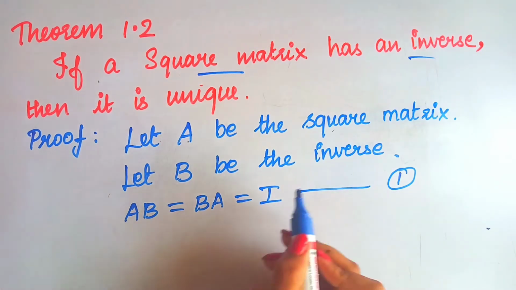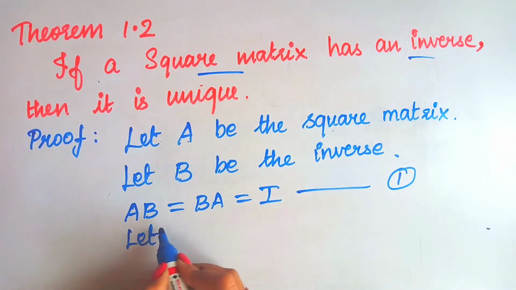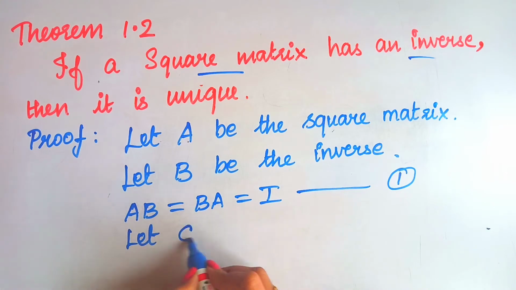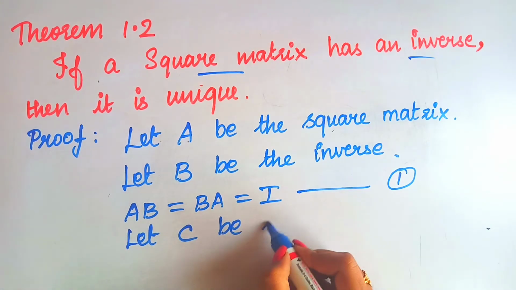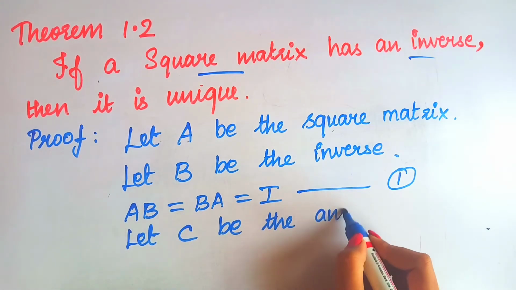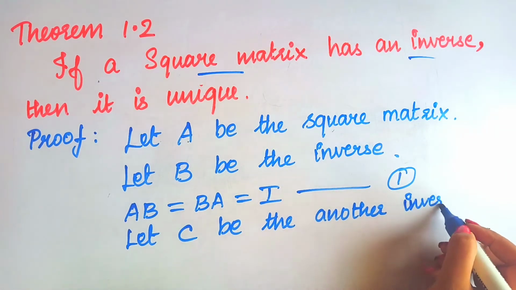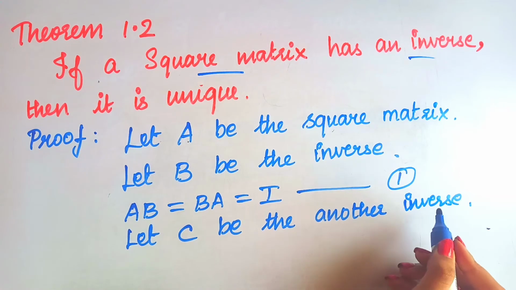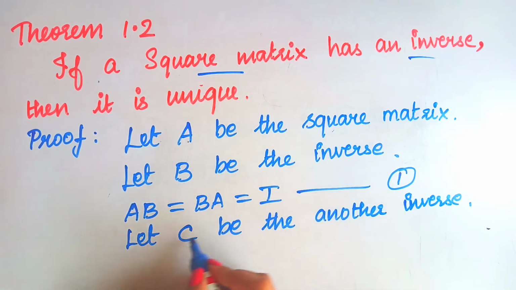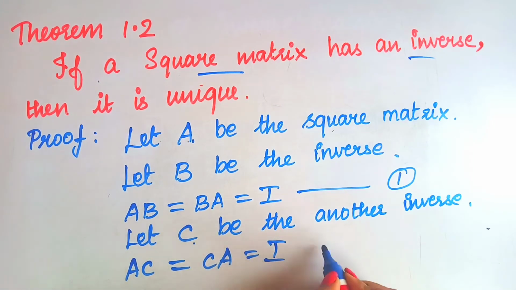Now let's take another inverse. So let us consider another inverse C. So C is another inverse, C be the another inverse of A. Okay, so we are considering that. So by the definition of inverse, what we'll get? A and C, right? So AC is equal to CA is equal to I.